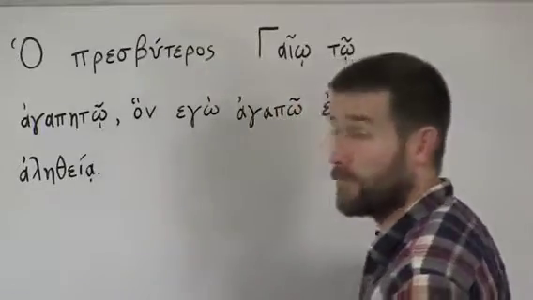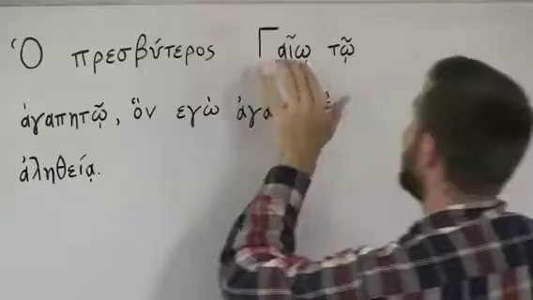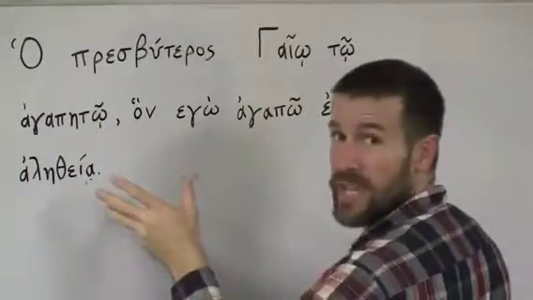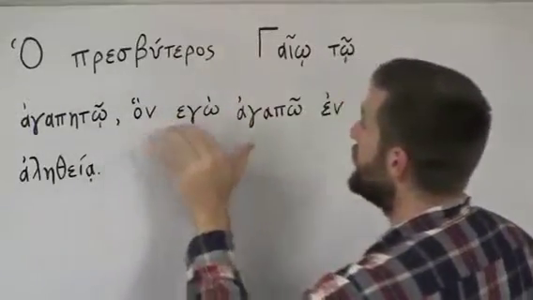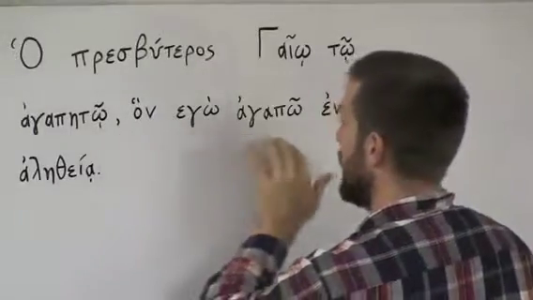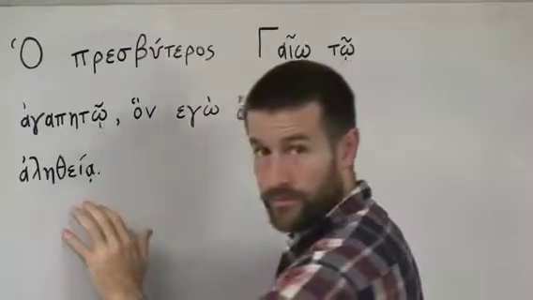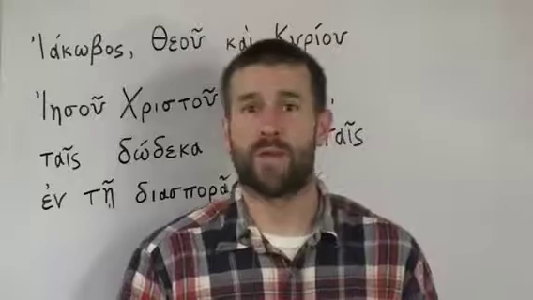So it's pretty helpful. So right here again, O presbyteros, the elder, Gaio to agapito, unto, because we're dative, unto the beloved Gaius, on ego agapo, whom I love, en aletheia, in the truth. All right? In the next video, we're going to go over James chapter 1, verse 1.